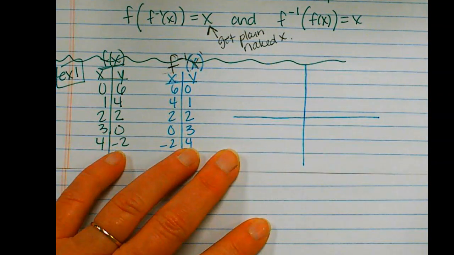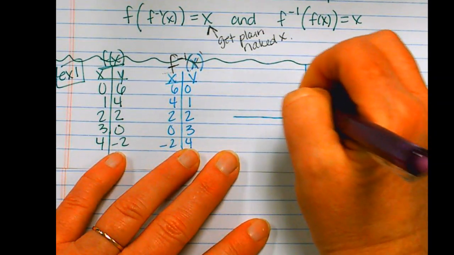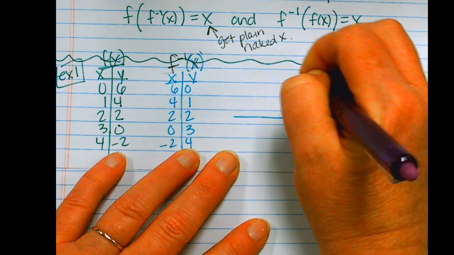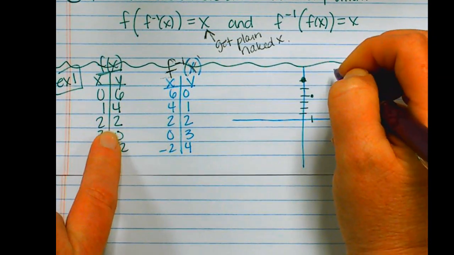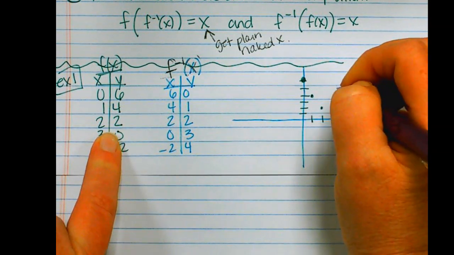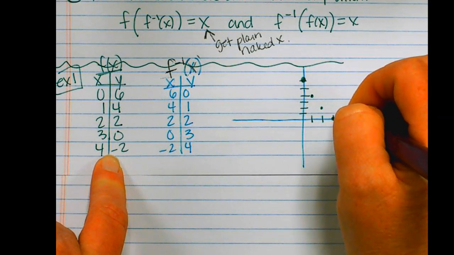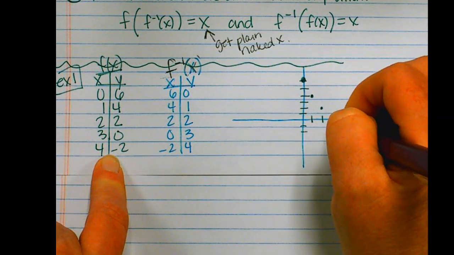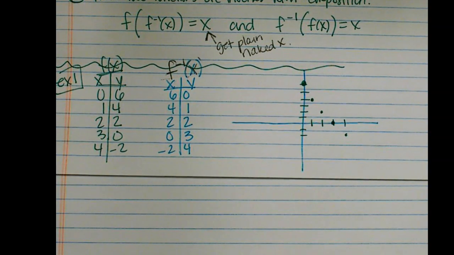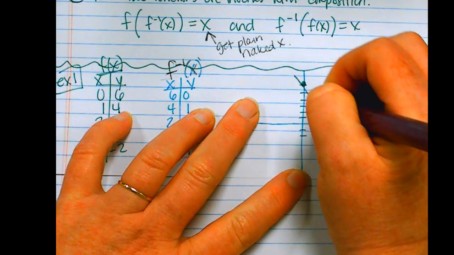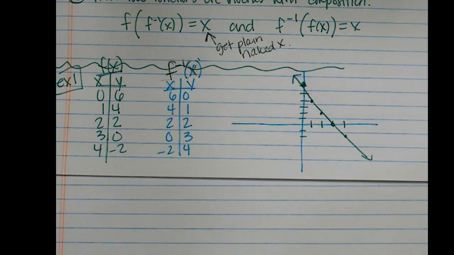So I'm going to graph in my two colors. I've got 0, 6, 1, 2, 3, 4, 5, 6, 1, and then 4, 2, 2, 3, 0, 4, negative 2. Okay, so this kind of looks like a line. It goes down by 2 every time, so it is a line. It should be straight. Okay, so there's my green. That's my original function.